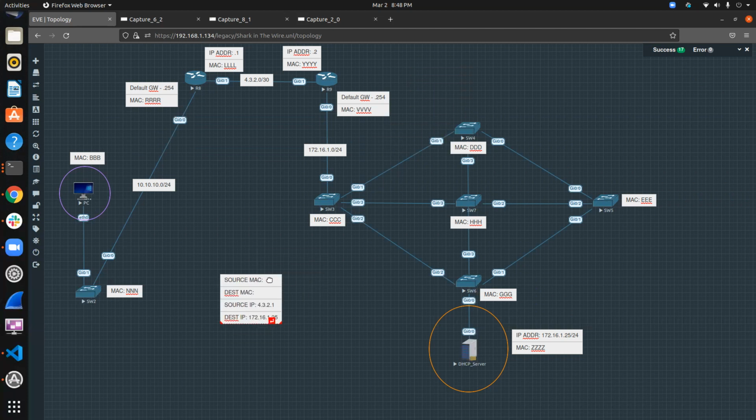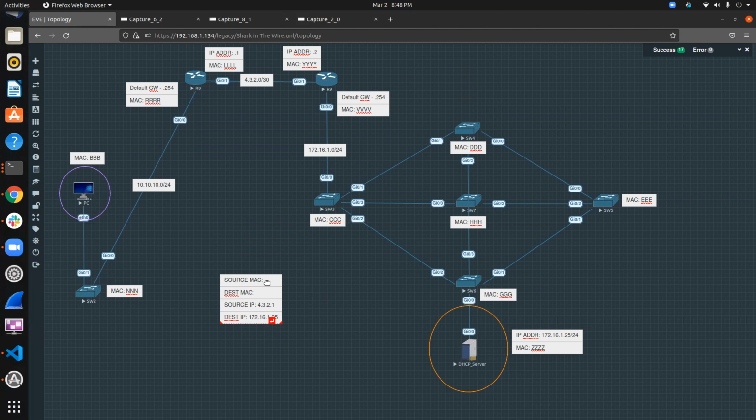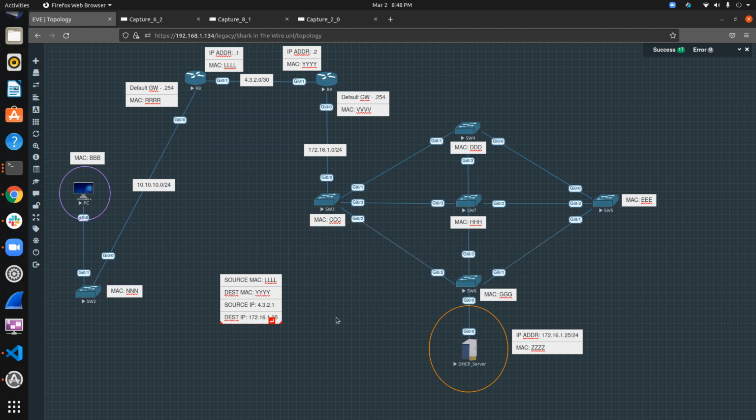We still have to define the source MAC address and the destination MAC address, leaving R9 and getting towards the DHCP server. So what's that look like? We have a source MAC address of LLLL, and a destination MAC address of YYYY. Okay. All right. So let's talk about this.